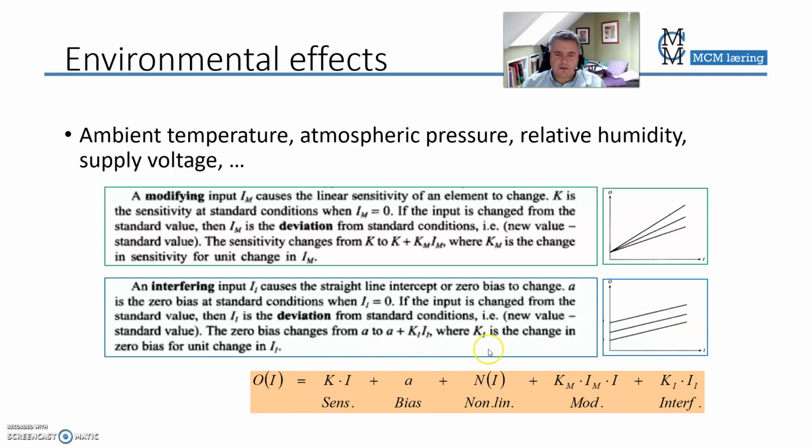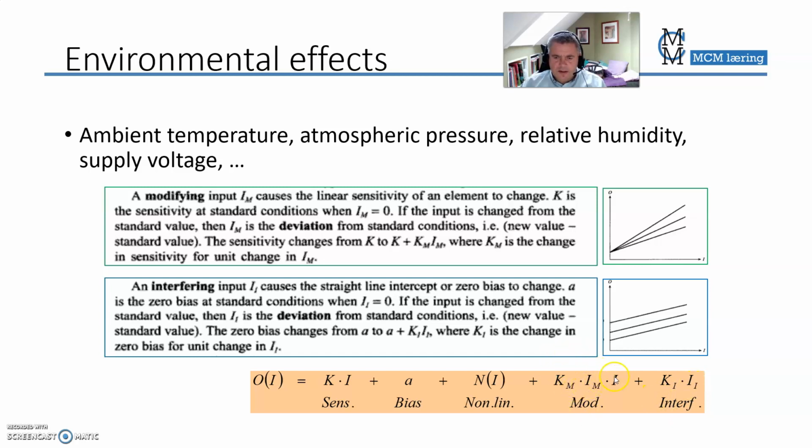So the full equation now becomes, you have the original here, the output is K times I plus A, that is the sensitivity multiplied by the input, plus the bias. Then you have the nonlinearity, the function N of I, and then you have the modifying environmental effect, Km times Im times I, and then you have the interfering environmental effect, Ki times II. So what are these elements here?